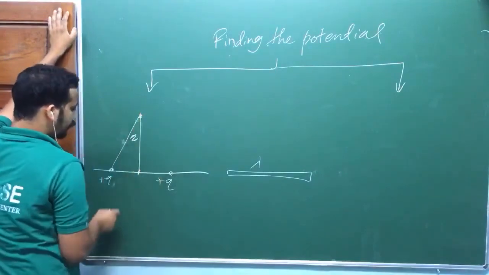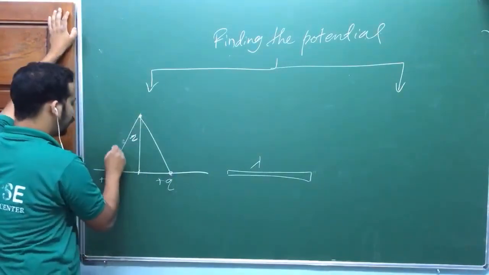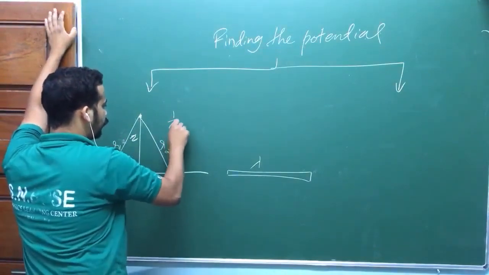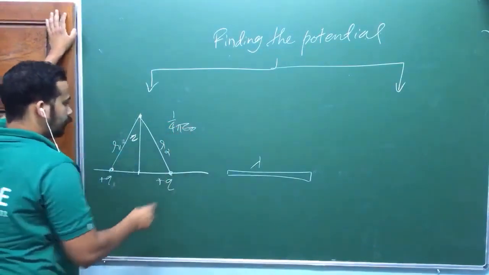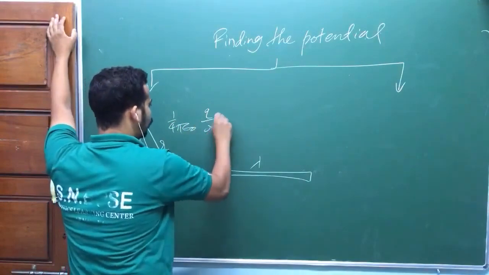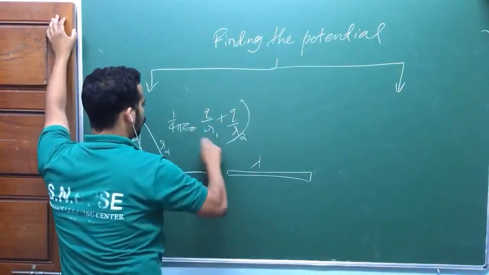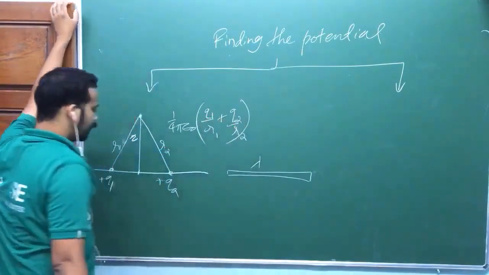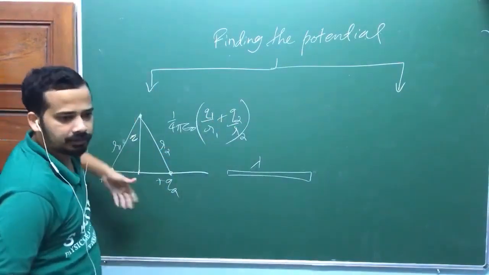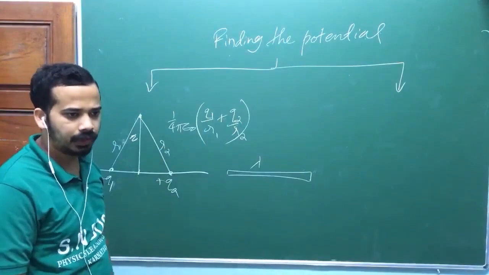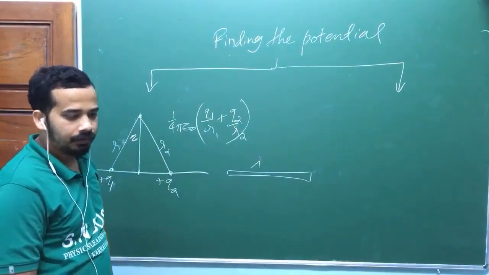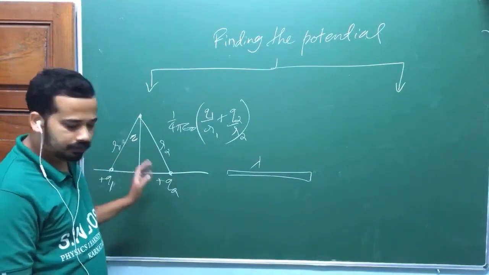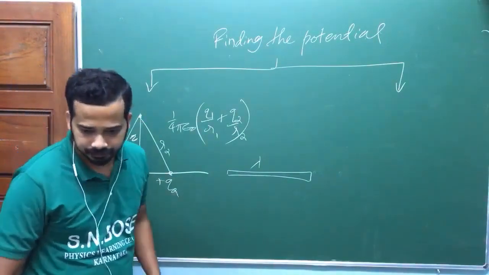You need to find this distance and this distance. Let me write R1, R2. You have to find 1 by 4 pi epsilon naught, times Q by R1 plus Q by R2, or Q1, Q2 here. No need to write any vectors, because it will add like a scalar. Finding the potential is very, very simple because it adds like a scalar.